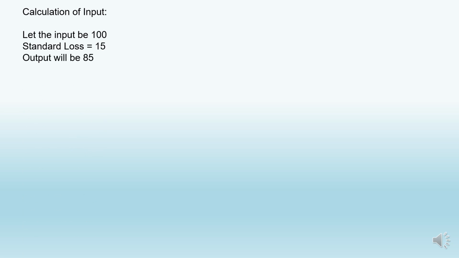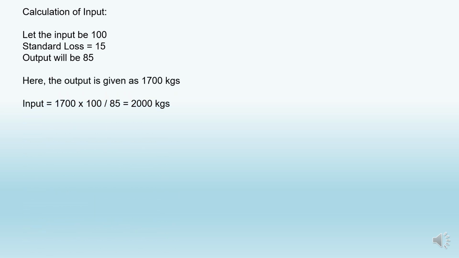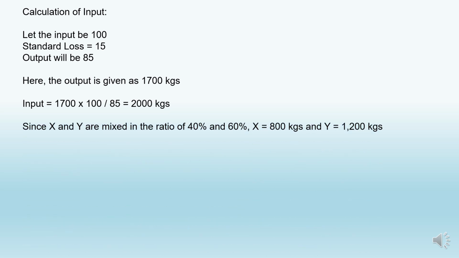So if input is 100, my output is 85. They have given me the output as 1700, so input would obviously be, by cross multiplying, 2000 kgs. But there are two materials mixed, A and B, in the ratio of 40 and 60. By mistake I have written it as X and Y, they are A and B. So we will get A 800 and B 1200 kgs.